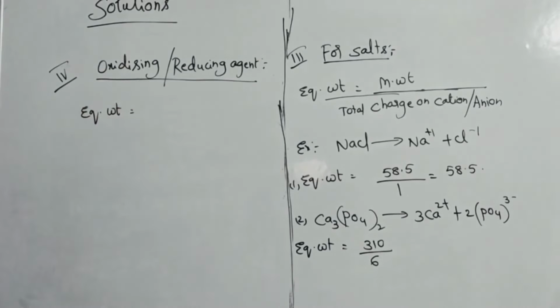What volume of 0.1 M H2SO4 is required to completely neutralize 1 liter of 0.5 M NaOH? This is a neutralization reaction.